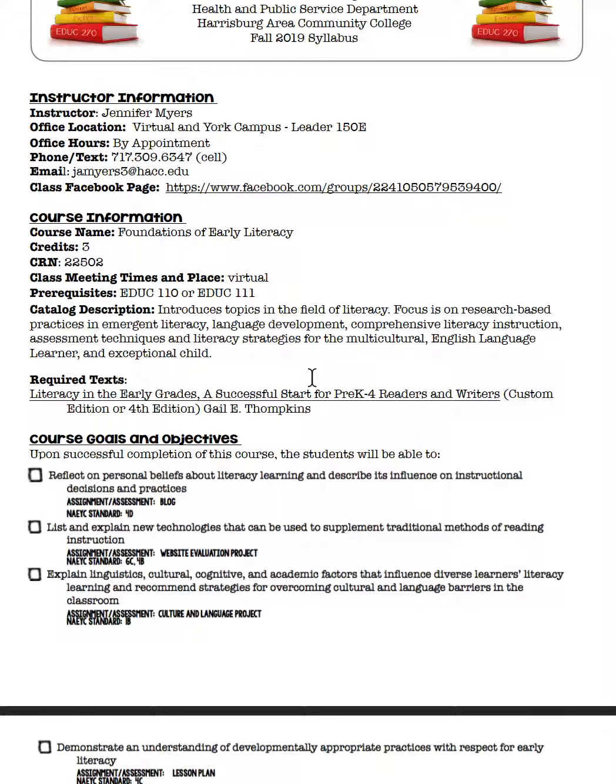This course is Foundations of Early Literacy, and we are going to be learning how children learn to read, write, speak, and listen from early childhood through grade 4. Our text for the course is a custom edition. If you do not want to purchase the custom edition from Hack and buy it used, you can buy the 4th edition or even the 3rd edition. Just be prepared to search for some of the material because the page numbers are different.